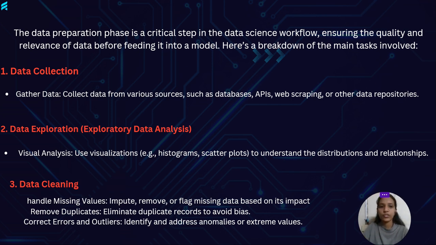Then data exploration. Visual analysis. Use visualizations like histograms and scatter plots to understand the distribution and relationships. And the third one is data cleaning. Handle missing values: impute, remove, or flag missing data based on its impact. Remove duplicates: eliminate duplicate records to avoid bias. Correct errors and outliers: identify and address anomalies or extreme values.